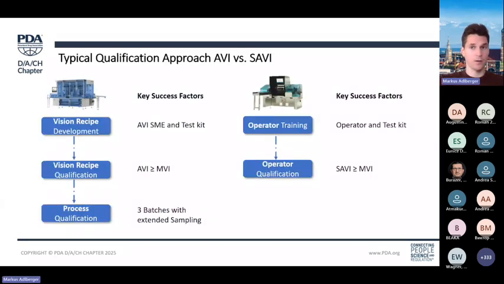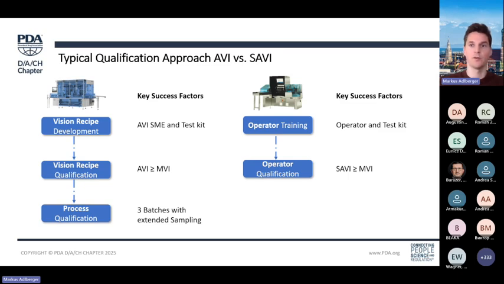Let's have a look now at the typical qualification approaches of these two systems. On the left side, you see the high-level workflow for the AVI. First, you have to develop a vision recipe. For this part, you need a dedicated test kit with good units and defect units. And normally, the recipe will be created by an AVI expert. This could be our internal SME, but also an expert from the machine vendor is a common approach.